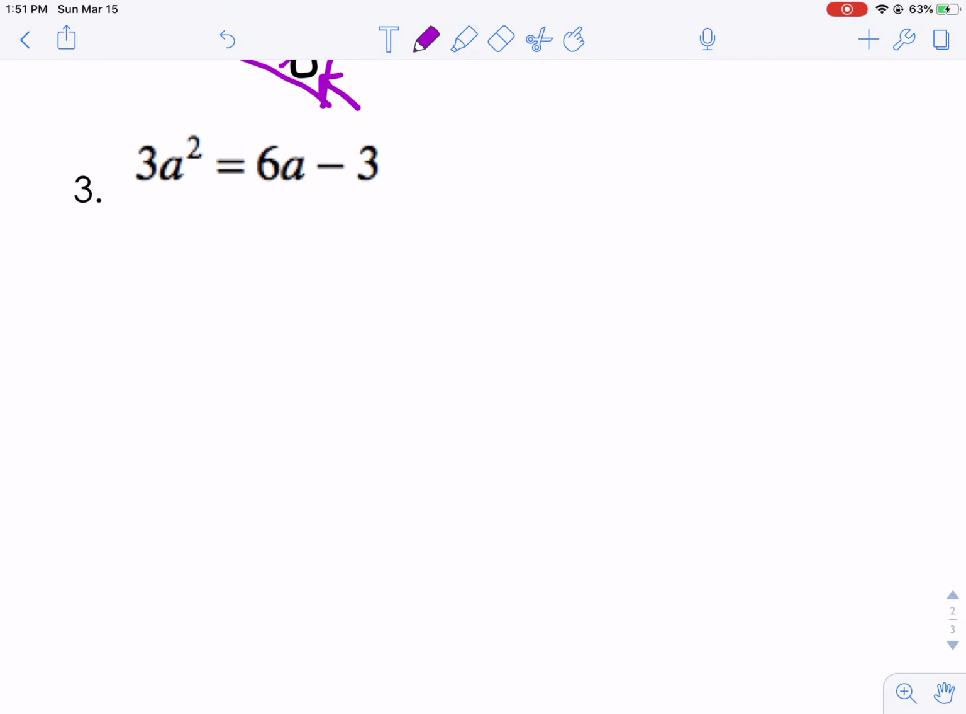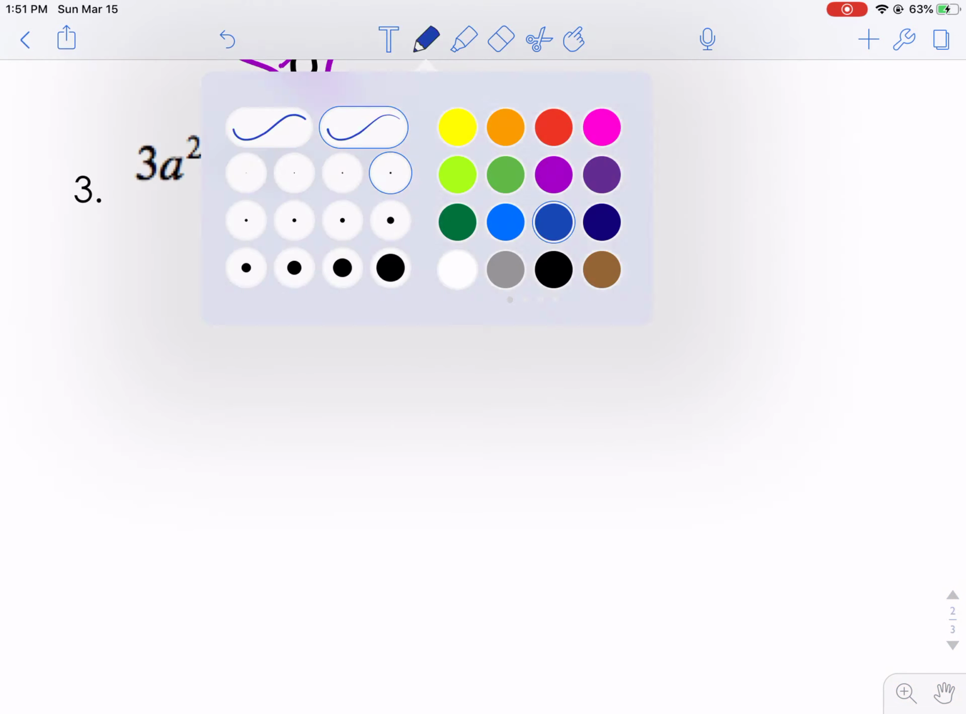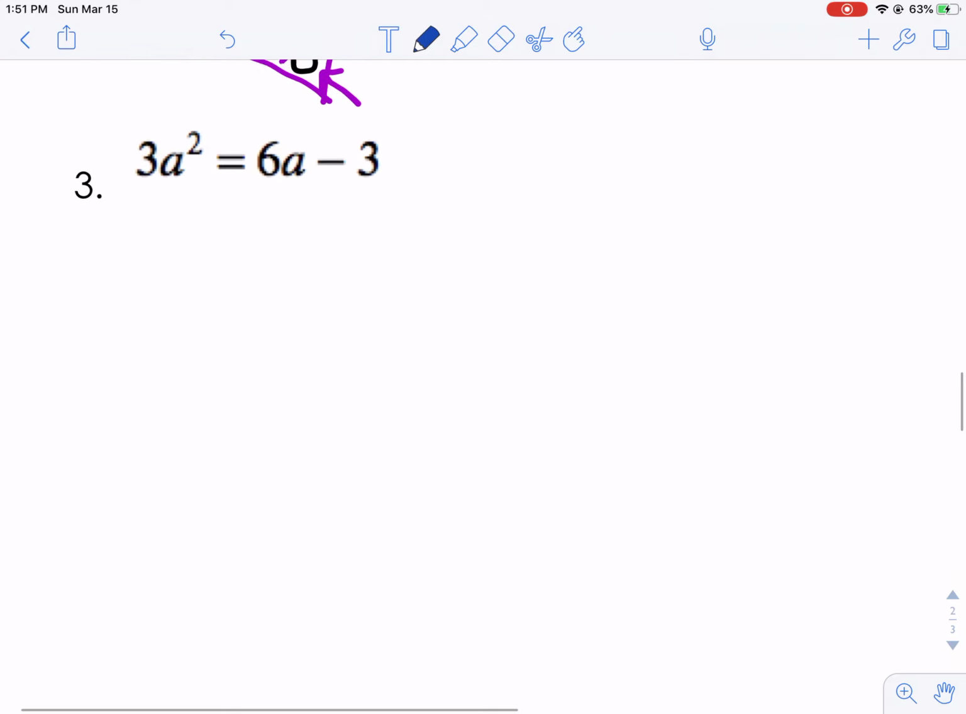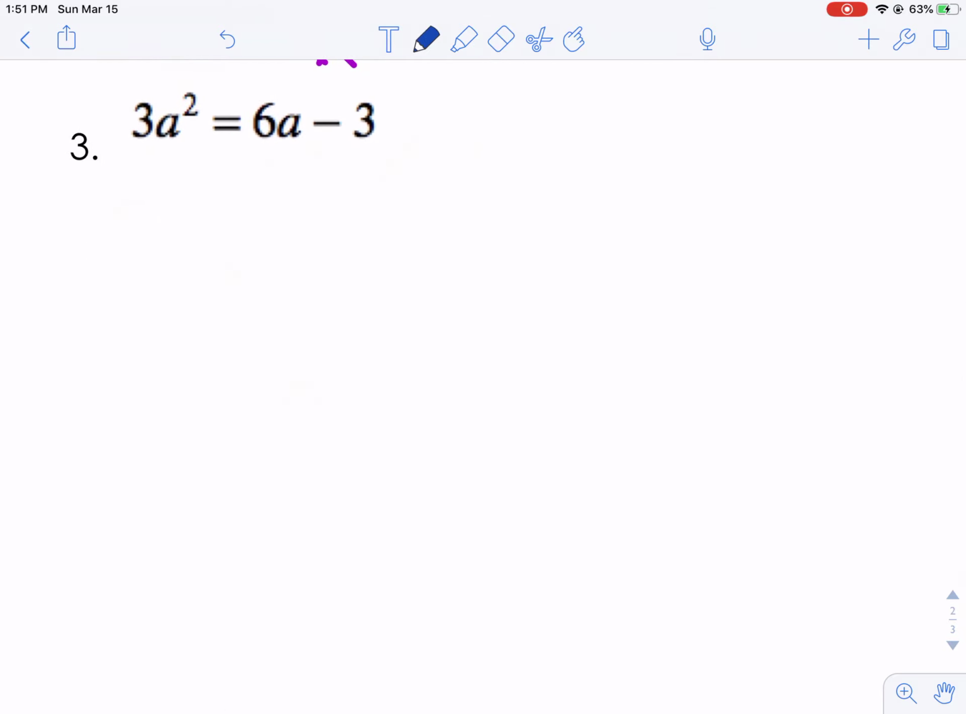Okay, those are very yucky, irrational roots. Since you have a square root left in the answer, that means there's no way you could have ever factored that problem. All right, number 3.